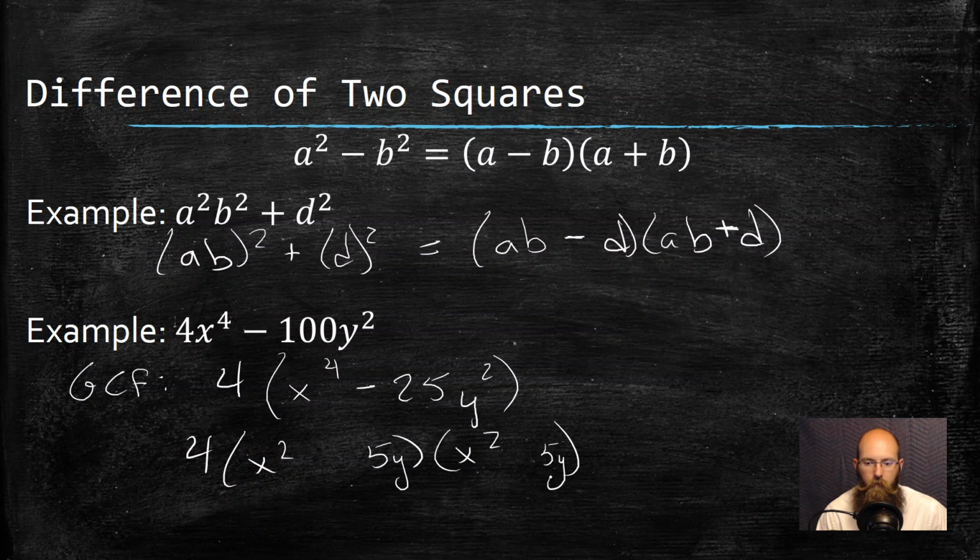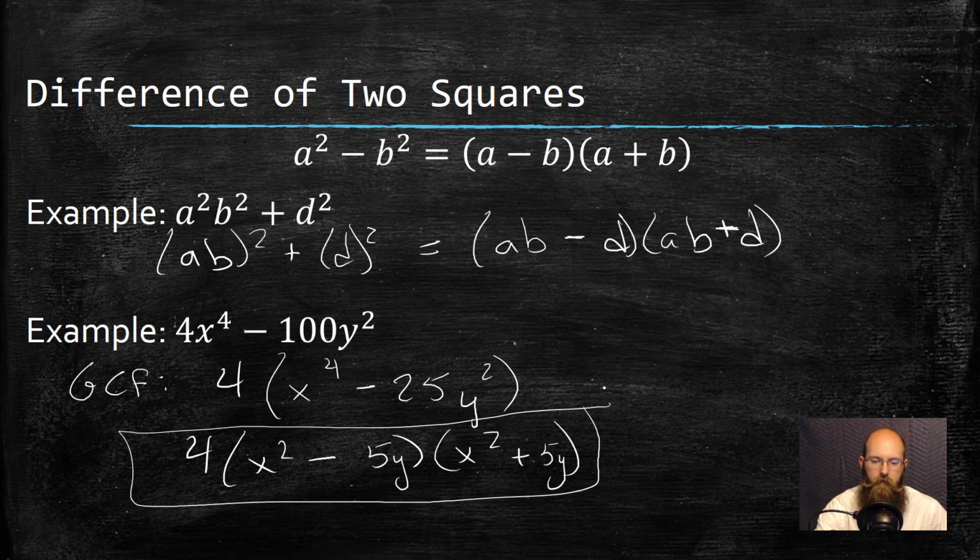5y and 5y will multiply to get me 25y squared. And then I have to have a plus and a minus. So that is now factored up. Nice. Always check your GCF first, folks.